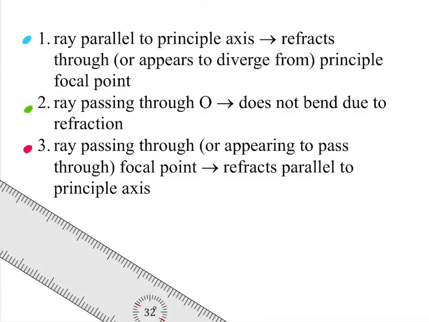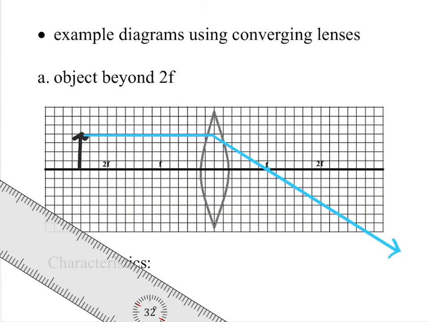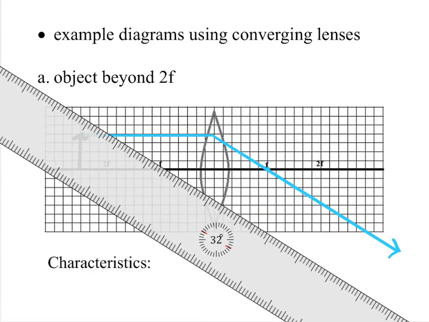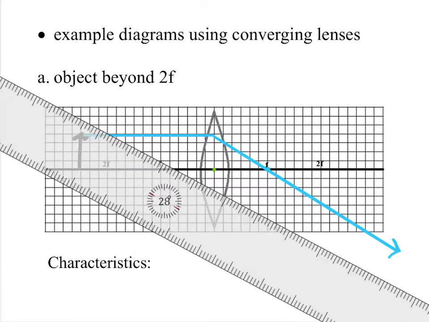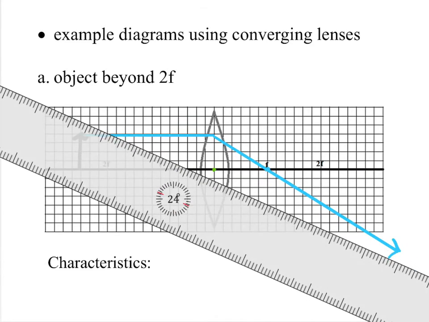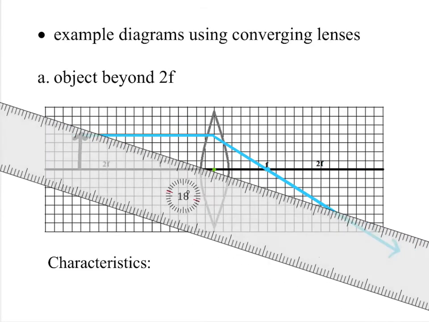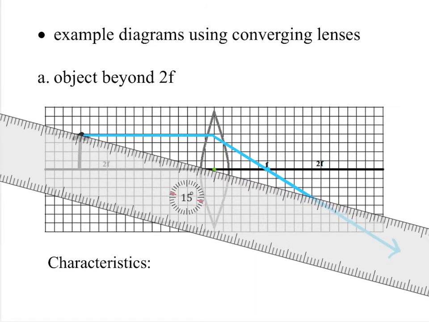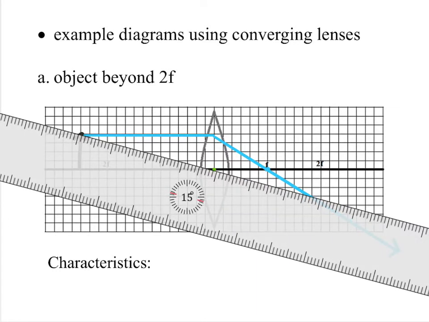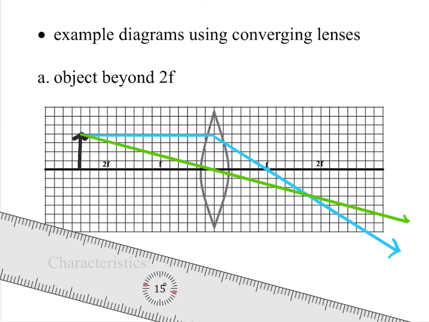The next one we had was the ray passing through O, and it does not bend due to refraction. Okay, so here, where's O? That's right at the middle of the lens right there. Okay, and so it's going to go from the top of our object and it's going to go right through O. It's going to do something like that.